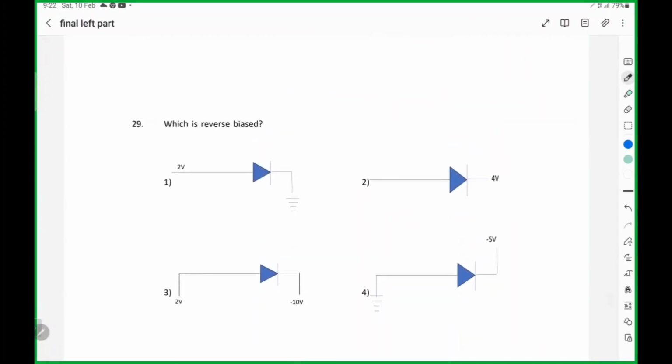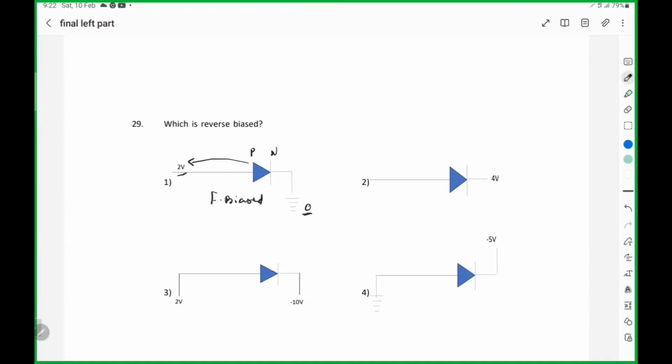Here, all of you know what is forward biased and reverse biased. So here it is a PN junction diode. Which is a reverse or forward biased setup? Here the P side is connected to higher potential. Here the N side is connected to lower potential. Here potential is 0, here 2 volts. Positive is connected to higher potential when compared with this. So this one is forward biased.